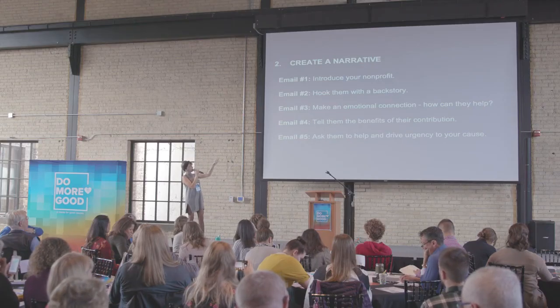Second, you're going to hook them with a backstory. This is where you pull those really awesome, meaningful, sentimental stories and say, this is so-and-so, we helped them do this, they were struggling with this problem. These are the types of people that we help. Third, you're going to make the emotional connection and say, this is how you can help people like the person that we just talked about in this last email. This is how you can help them.